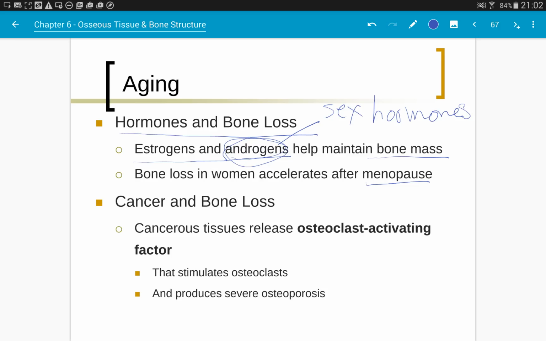Okay, cancer can also affect bone loss as well. So cancerous tissue releases what we'd call osteoclast activating factor. We know our osteoclasts break down bone. And so it's stimulating the osteoclasts to work harder, and that can lead to severe osteoporosis.